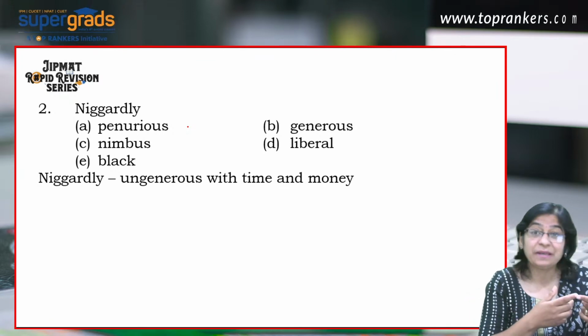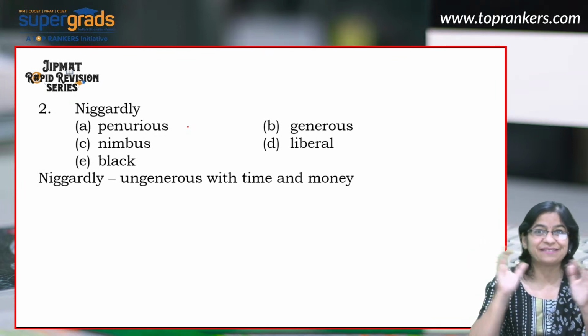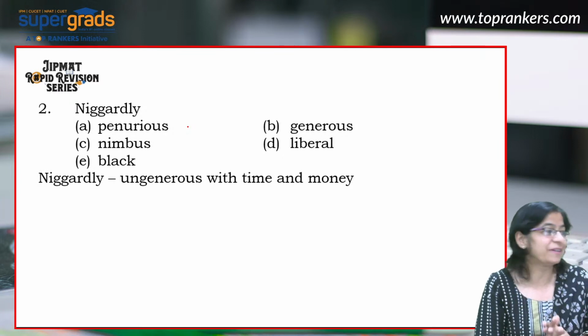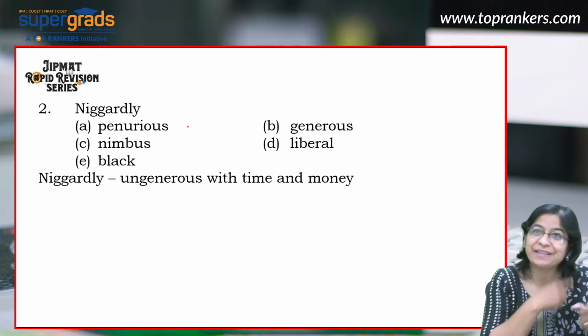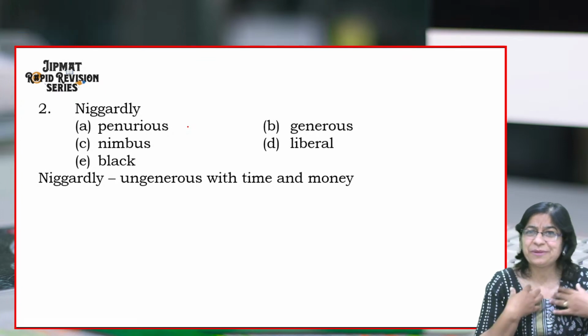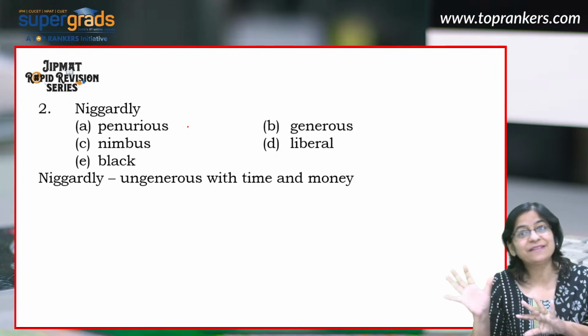So the next one, nimbus. Well, nimbus is an adjective. It simply means a gray cloud that's ready to give you rain. So it's a rain-bearing cloud. It's a nimbus cloud. Then you have black. You know why they've given black? I'd let you figure it out yourself. Generous is somebody who wants to help the others. And liberal is somebody who believes in freedom.